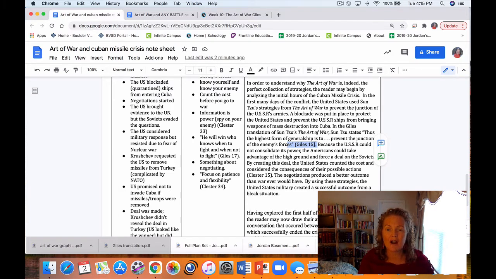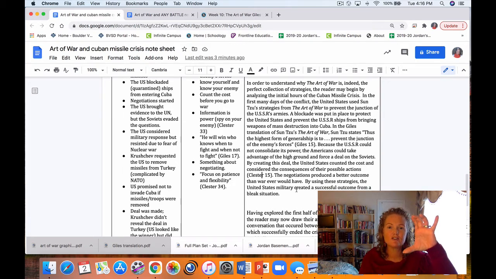So, fair warning. All right, because the USSR could not consolidate its power, the Americans could take advantage of the high ground and force a deal on the Soviets. By creating this deal, the United States counted the cost and considered the consequences of their possible actions. That is an indirect reference to the graphic novel, so I put that here. I didn't use quotations, but I did get that information from the cluster version, so I still have to provide an in-text citation here. The negotiations produced a better outcome than war ever would have been. By using these strategies, the United States military created a successful outcome from a bleak situation.